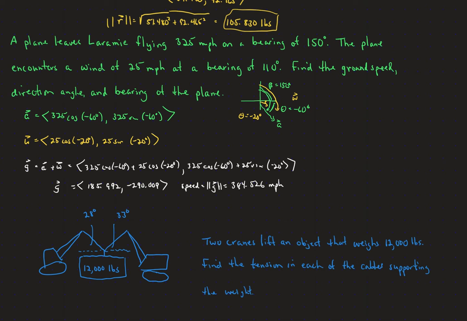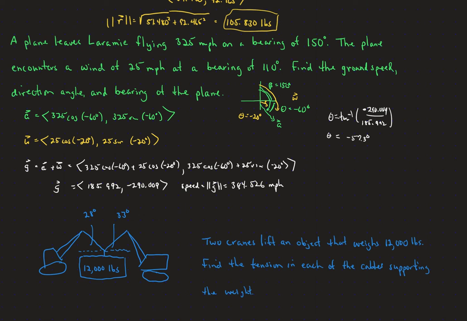To get the direction angle, we're going to take the inverse tangent of y over x, so that's going to be that negative 290.009 over the 185.992. So let's see, inverse tangent of the negative 290 divided by the 185, and that looks like a negative 57.3 degrees. But we got to think about this.